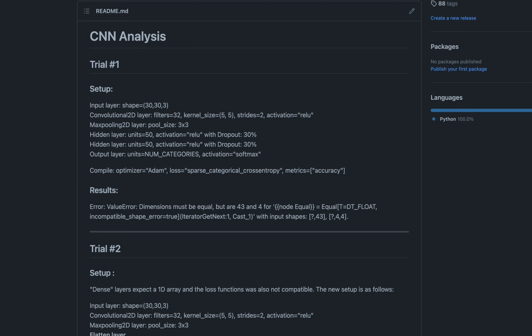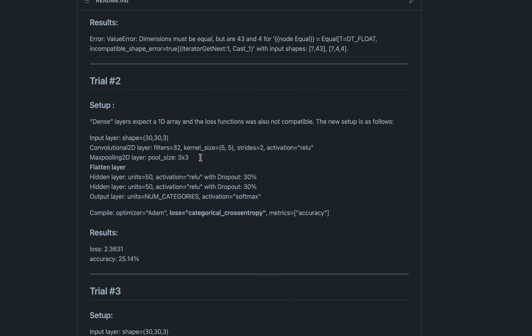Carl, and this is the video for my convolutional neural network for CS50 AI. Now, during my first trial, I got an error while setting my TensorFlow layers because I forgot to use the flatten layer. Then for the second trial, I included the flatten layer, and this was the setup for my neural network. For the results, I got 2.3 in loss and accuracy only 25%.